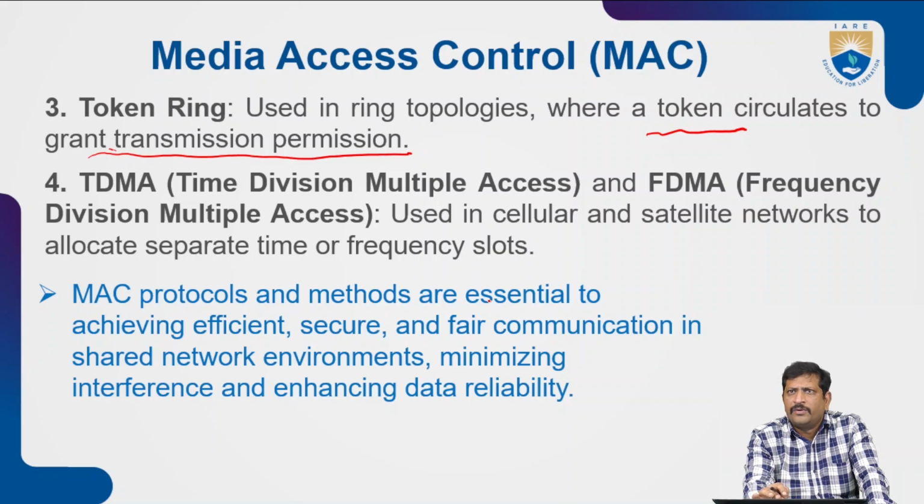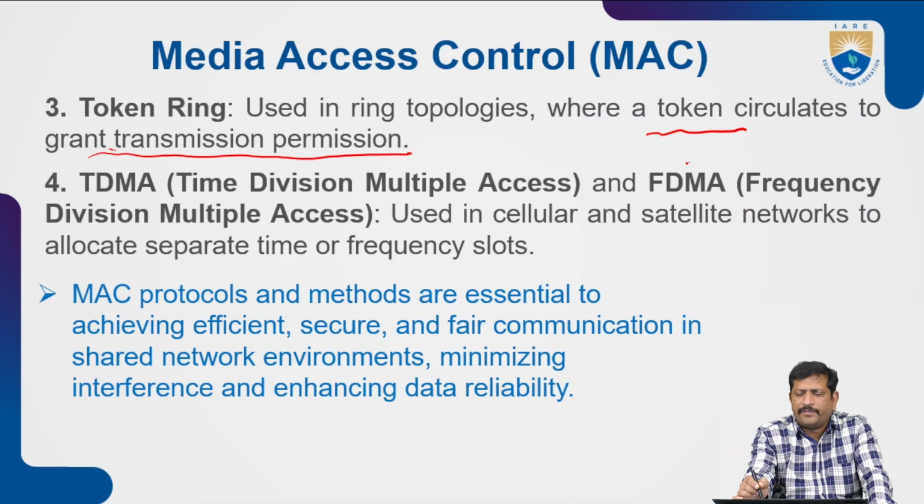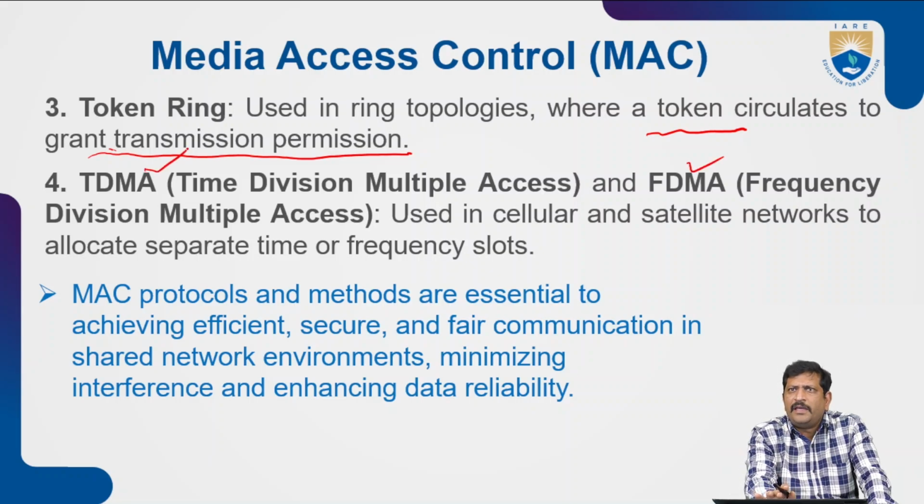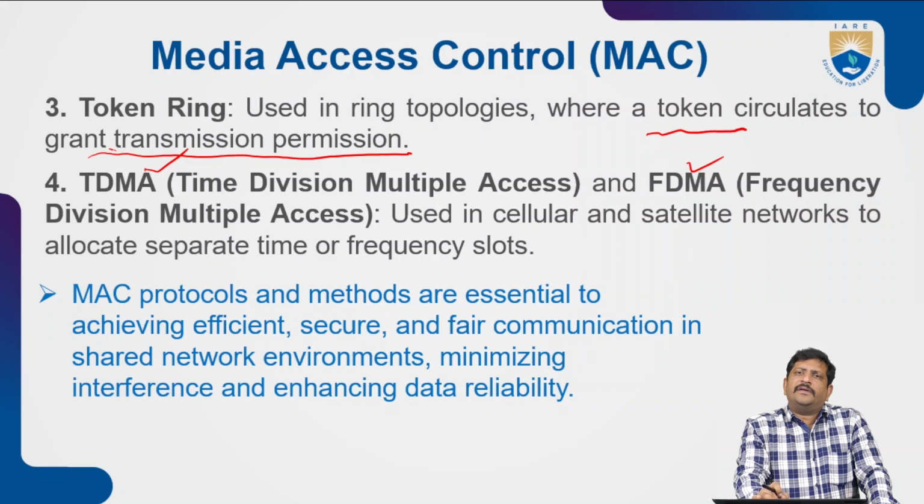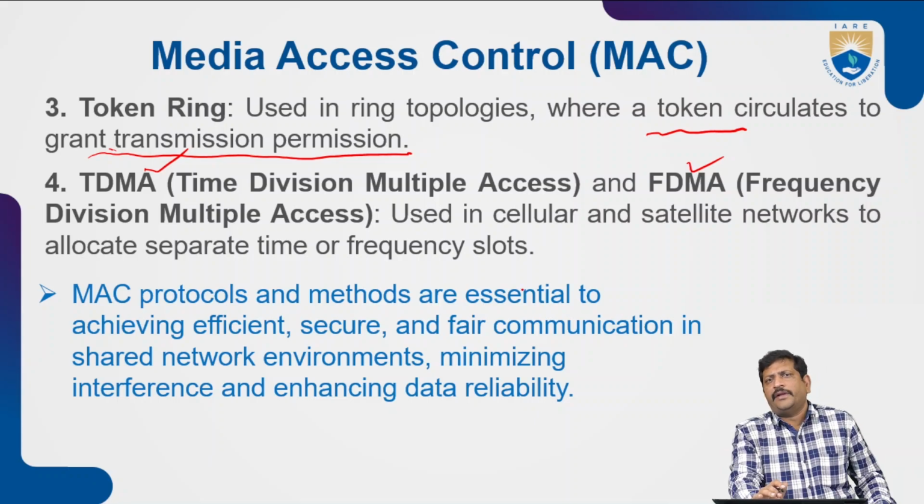Why? Because now these TDMA and FDMA, generally we are separating the time and frequency slots. In mobile communication or in satellites, wherever we are sending through a satellite network, time and frequency slots can be allocated.